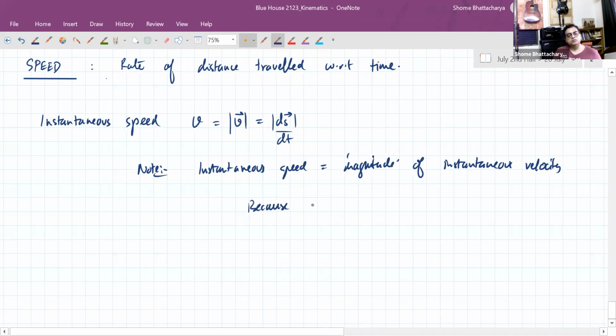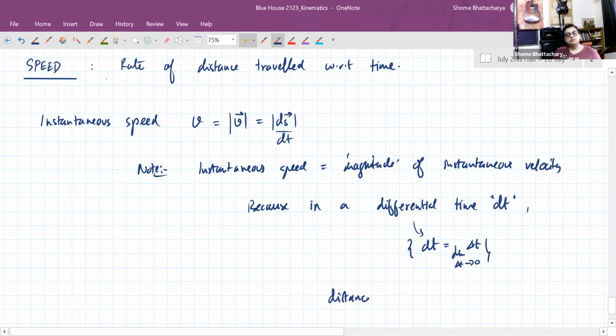Because in a small time, or in what is called a differential time, so the term differential time means this thing, that limit delta t tending to 0, that calculus definition. So in a differential time dt, the distance traveled is equal to the magnitude of the displacement.